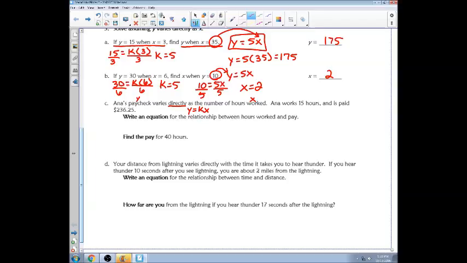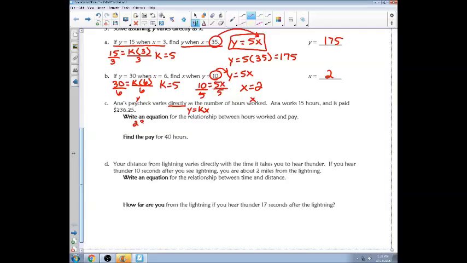One way to know that right away is, in a problem, what comes in front of the word directly is going to be your y value. What comes after the word directly would be my x value. So Anna works 15 hours and is paid $236.25. So we need to find our k value.